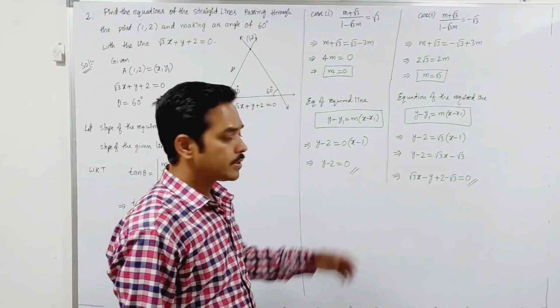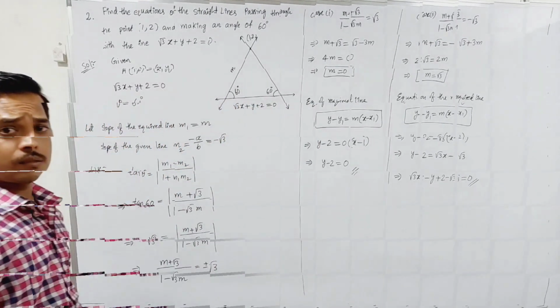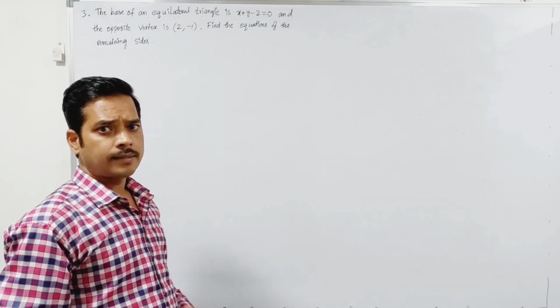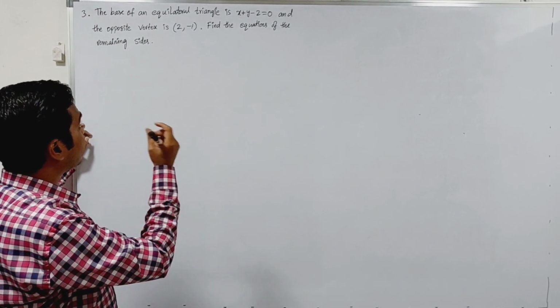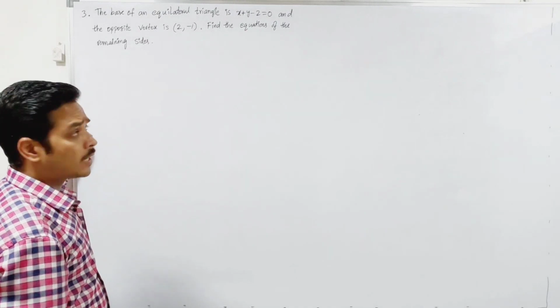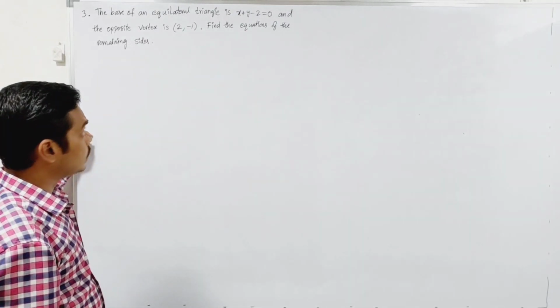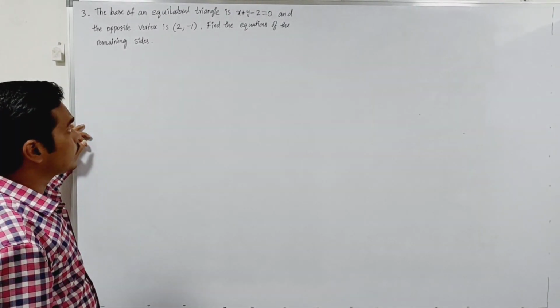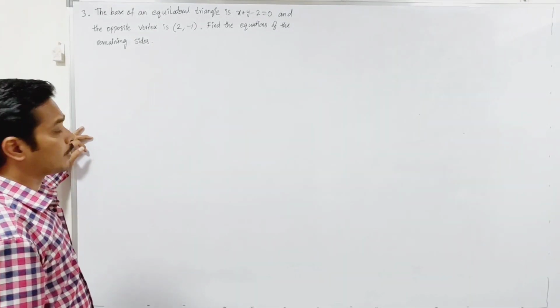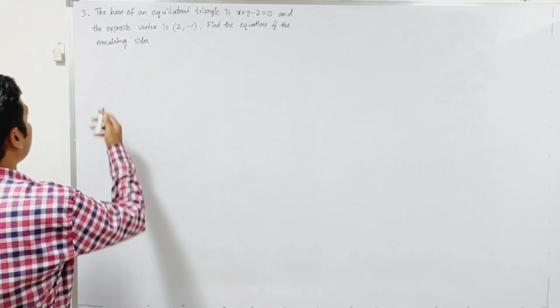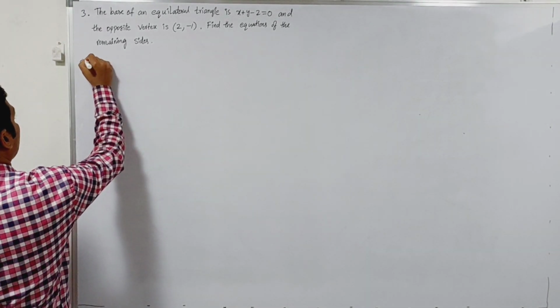So these two lines are the answer for this question. Third problem from straight lines LAQs. In this problem, the base of an equilateral triangle is x + y - 2 = 0 and the opposite vertex is (2, -1). Find the equations of the remaining sides. Same problem as the second problem, both are the same.